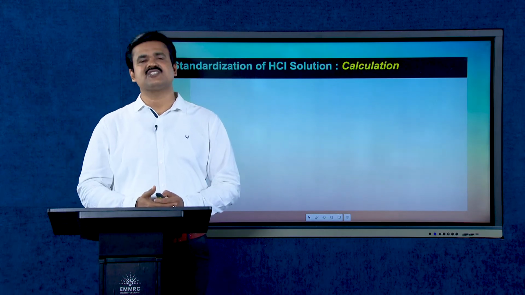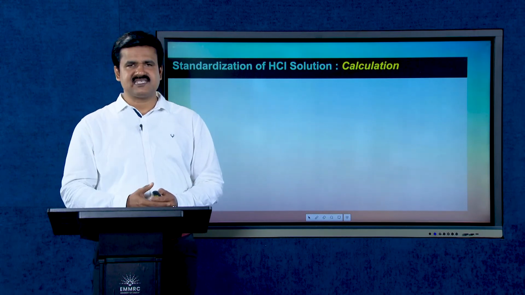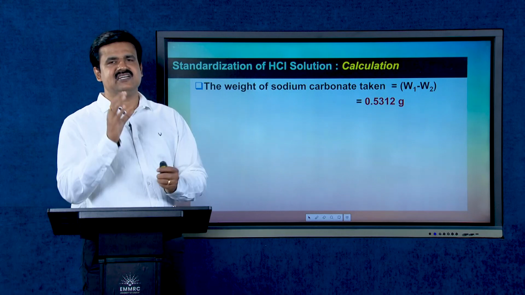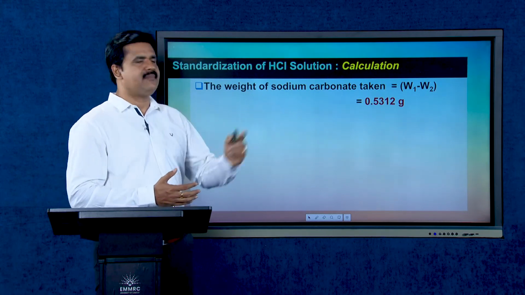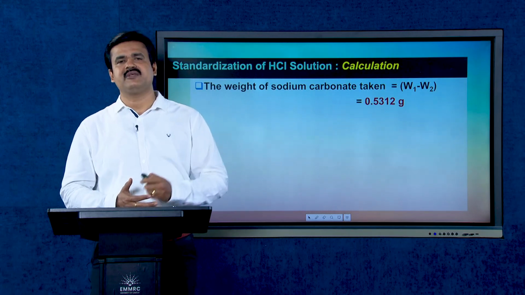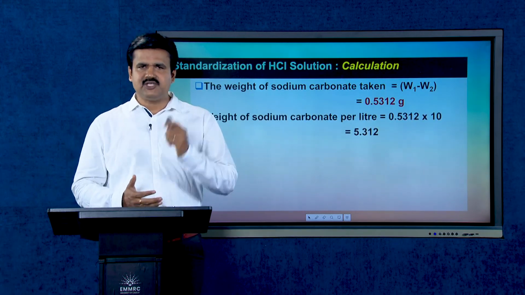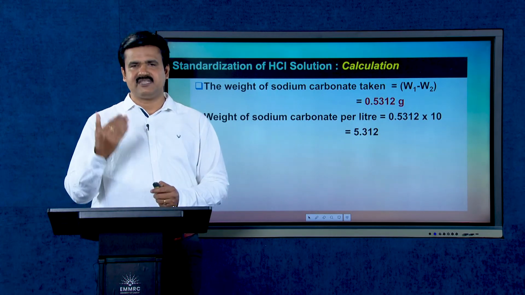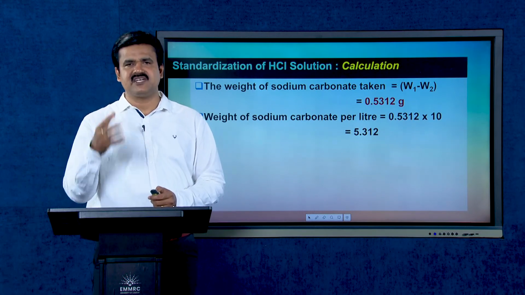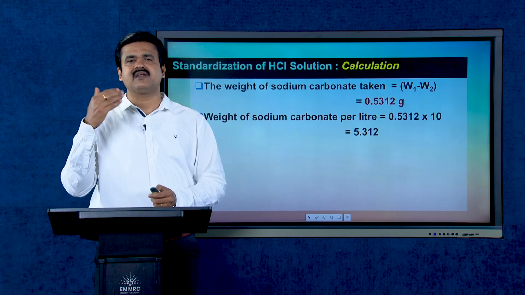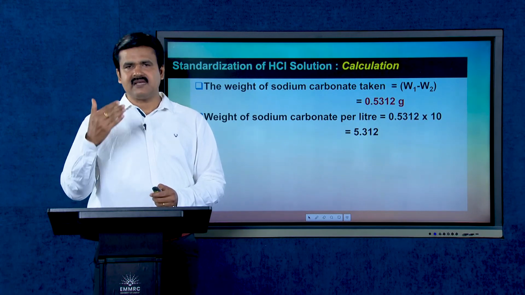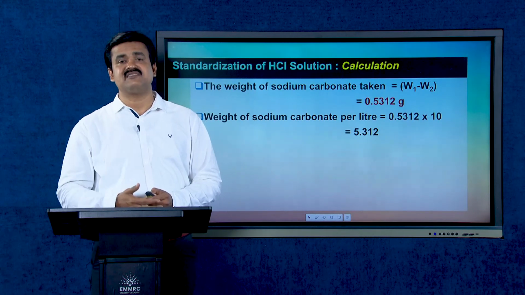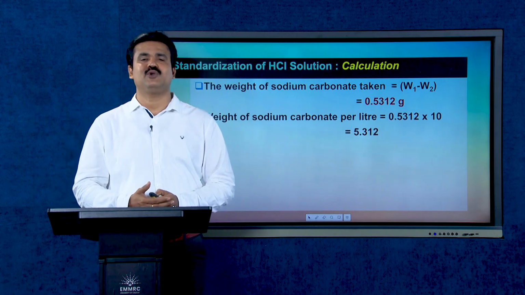Part of the standardization of hydrochloric acid solution is done, and now we are focusing on the calculation part. The weight of sodium carbonate taken, that is the difference W1 minus W2, is equal to 0.5312 gram. Now, weight of sodium carbonate per liter is equal to 0.5312 multiplied by 10. Here we are multiplying by 10 because you prepared a 100 ml solution. So, weight per liter is obtained by multiplying this quantity by 10 to get weight in 1000 ml. Weight in 1000 ml, the weight per liter, is equal to 5.312 gram.